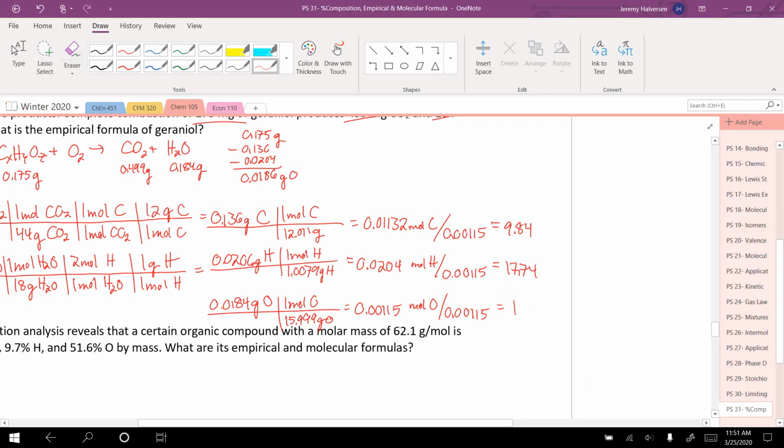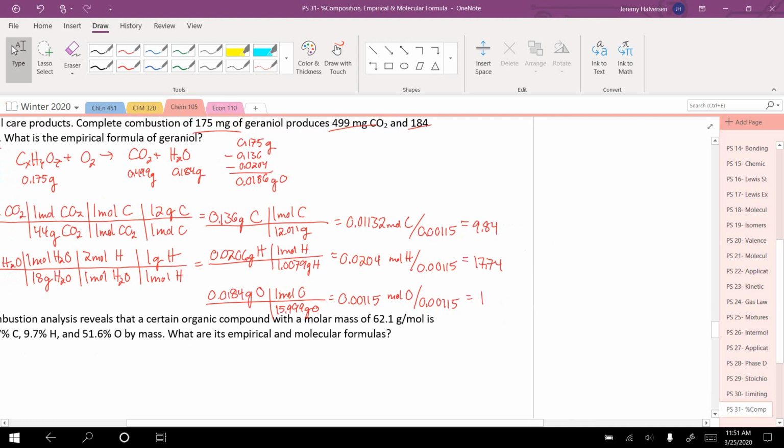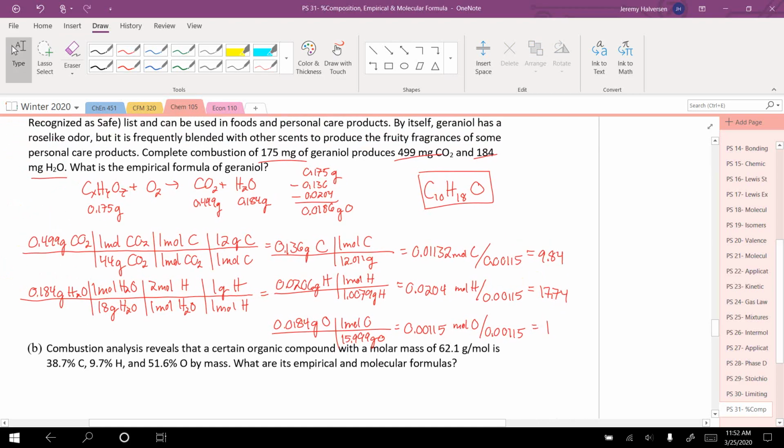I think this is a poorly designed problem because the answer should be carbon 10, hydrogen 18, oxygen 1. Okay, now this may be close enough to claim 10. I don't think this is close enough to claim 18. I think that this would make me want to multiply by 4. I think this is a poorly designed problem. You can rest assured that anything that you see on an exam is going to be much cleaner than this, even when you do drag out your decimals.